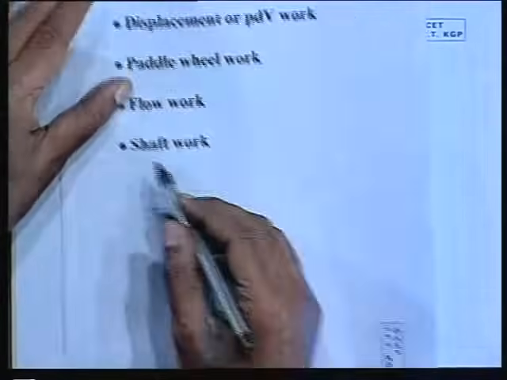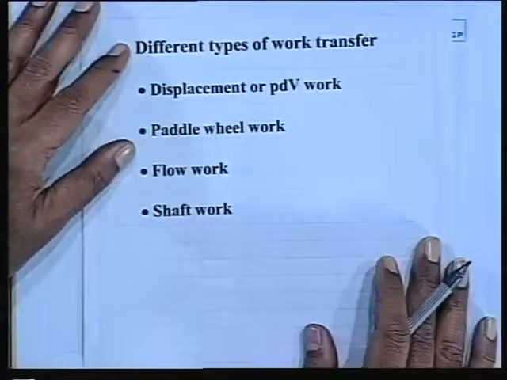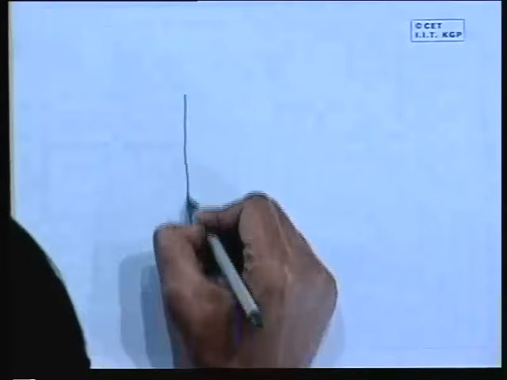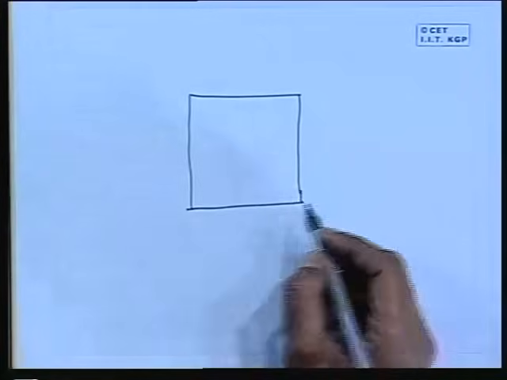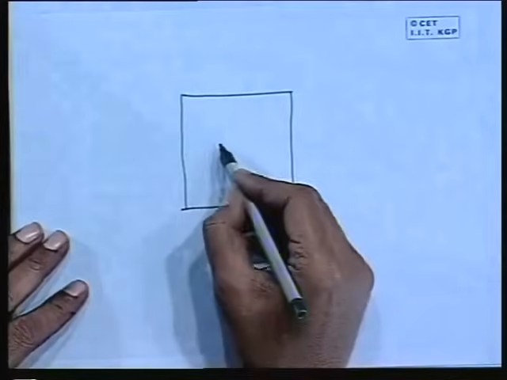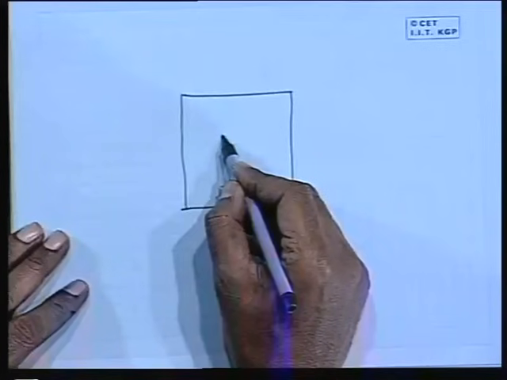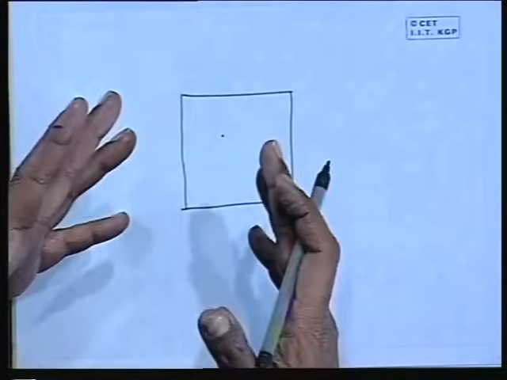Next is the shaft work. What is shaft work? Shaft work again pertains to a control volume or a steady flow process. That also we will appreciate afterwards. Sometimes what happens when there is a control volume, can you see when I write, is there an obstruction by my head or something like that? You can see it clearly.